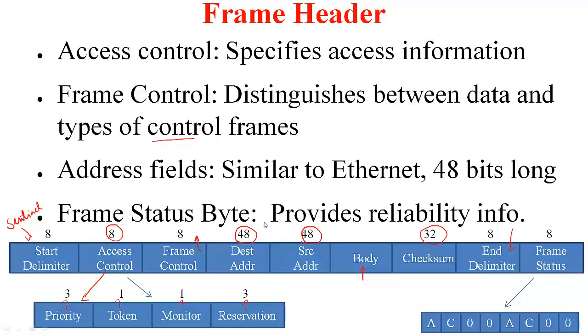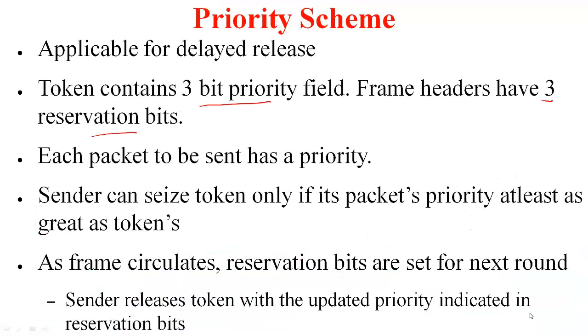These are part of the access control. So here are the priority bits and here are the reservation bits. And this access control is there as part of a frame as well as the token. So each packet in this case is assigned a priority based on the application. And whenever a sender has a packet to send, it can seize the token only if its packet's priority is at least as great as the token's. So this is implying that tokens themselves carry certain priority. But who sets the token priority? This is handled through the reservation bits.